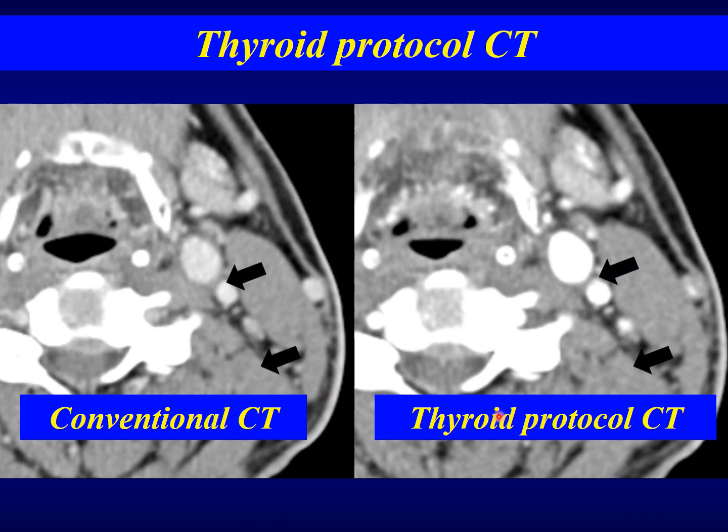Thyroid protocol CT definitely shows focal enhancement here inside the lymph node. Here is a metastatic tumor. It's definite on thyroid protocol CT as a well-enhancing nodule, but it is uncertain on conventional CT. Therefore, thyroid protocol CT is useful to detect metastatic tumor and for post-RFA follow-up.